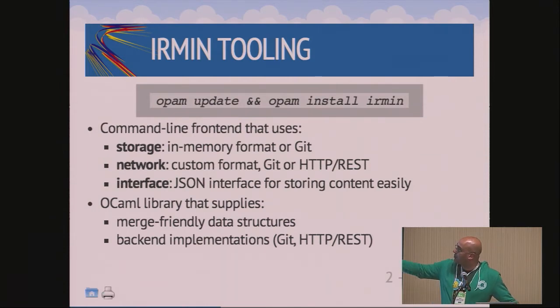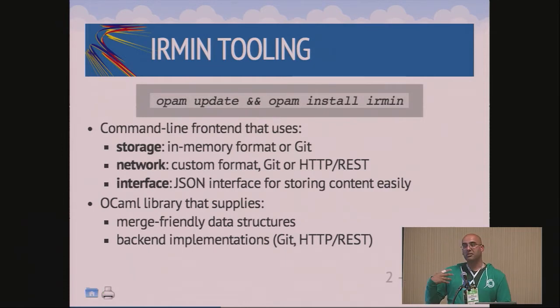And similarly, the network protocol can be a custom format, which is very optimized for reconciliation, for example, over vChan, or it can use an HTTP REST, or it can use Git. So you can push, for example, to GitHub or any kind of existing Git store that you have. And the interface is a JSON interface, or more interestingly, from the XenStore perspective, it's an OCaml library that you can actually build against directly without having to use a command line.